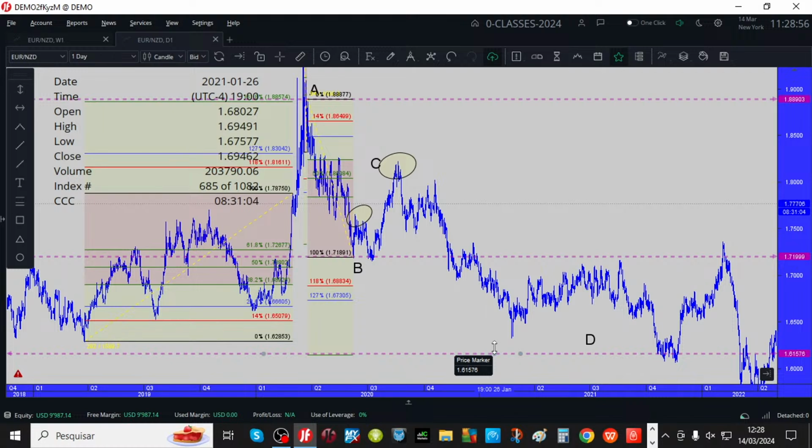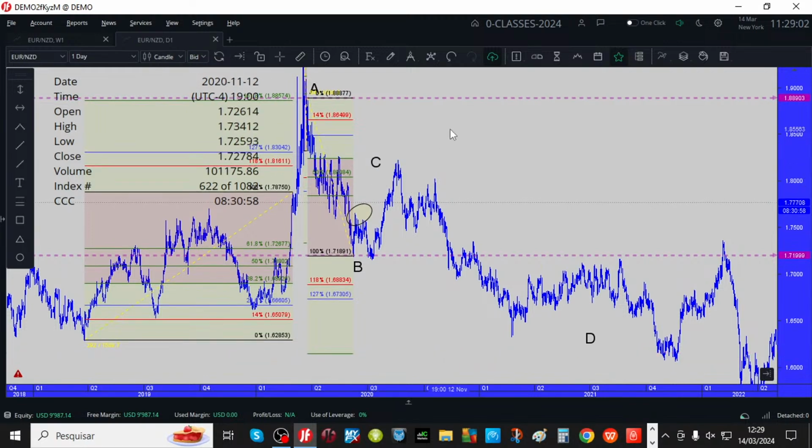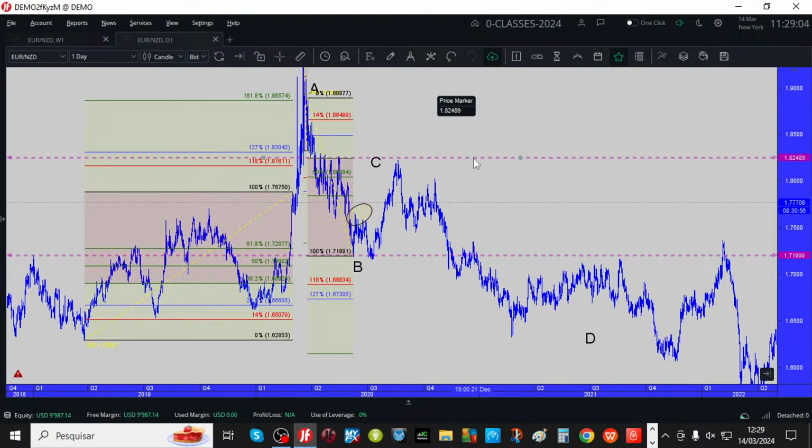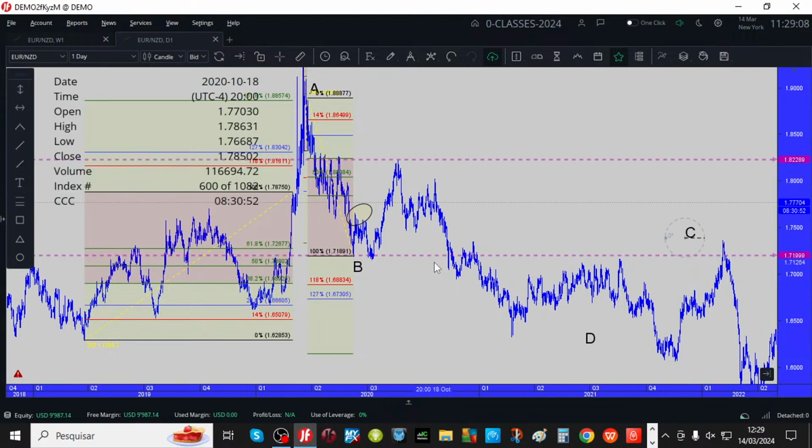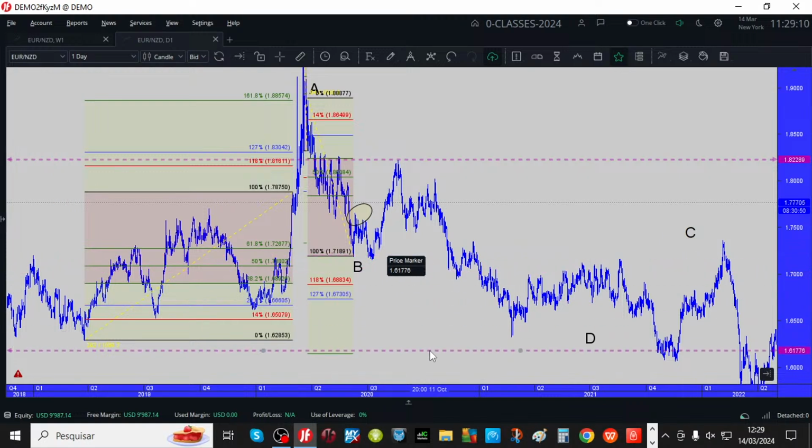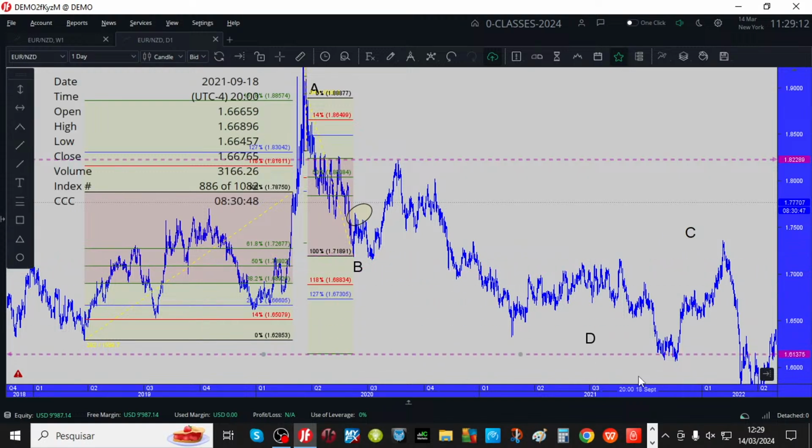The second one, correct, very good. That's the C. So A goes to C, everybody. We are readjusting the Fibonacci's. And B goes down to D, right? It must be a low. So A goes to C, B goes to D.